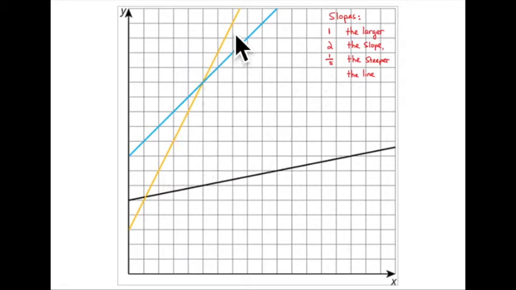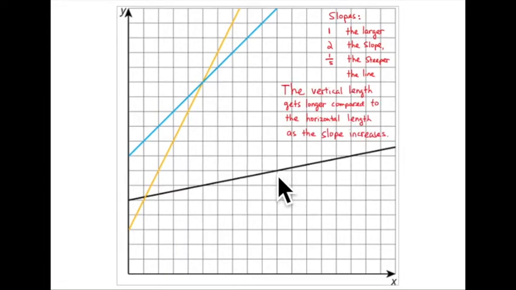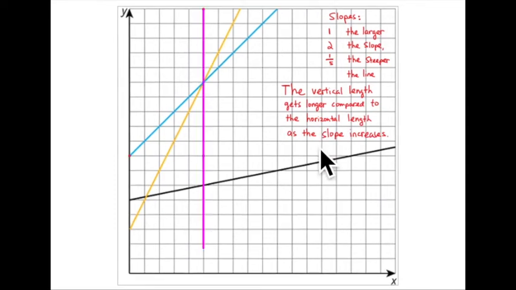The yellow line is the steepest, so that's a slope of 2. The blue line is the next one, slope of 1. And the black line is the least steep, the smallest slope, so that's a slope of 1/5. The vertical length gets longer compared to the horizontal length as the slope increases. So as the slope increases, as it goes from 1/5 to 1 to 2, this vertical length, this direction, is getting longer compared to the horizontal length. So the vertical length gets longer compared to the horizontal length as the slope increases.